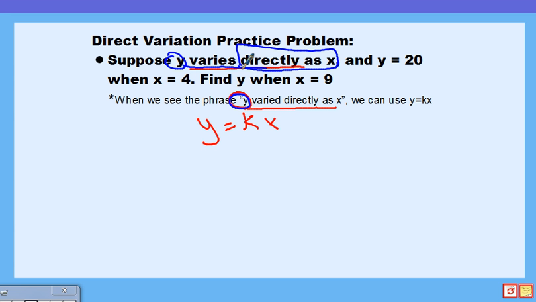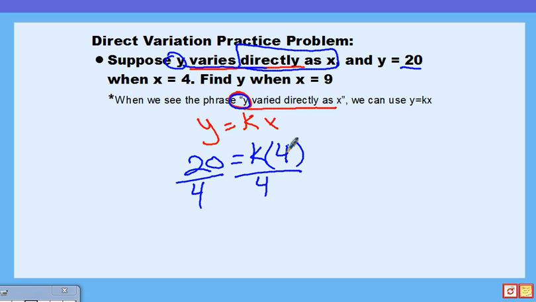Going back to this equation, step 1 is to write down the formula. Step 2 is to substitute in the information that they give you. So when y is equal to 20, so just write 20 where y is, equal to k when x is 4. So what I'm looking for, in order to find the new y value, I need to find my k, or my constant. So I divide both sides by 4. Divide, that cancels out. 20 divided by 4 is equal to 5. So my k, my constant, is 5.